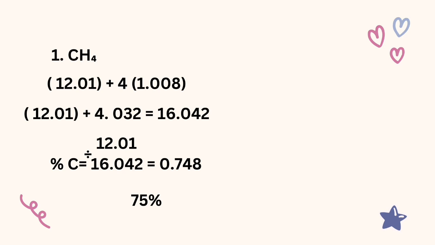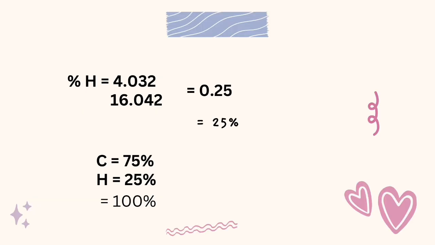12.01 divided by 16.042, you will get 0.748. After that, let's get the percent of hydrogen. 4.032 divided by 16.042 is equal to 0.25. So the percent of hydrogen is 25%. Carbon has 75% and hydrogen has 25% in the total of 100%.